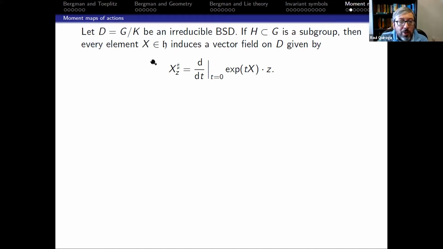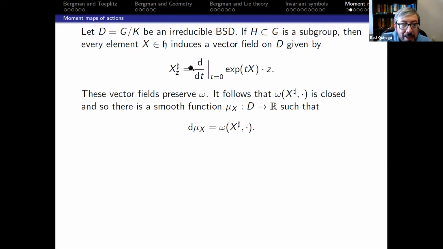Take an element in the Lie algebra, which is just the tangent space at the identity. There is something called the exponential from the Lie algebra into the group. For our case, it's just the exponential of matrices. So you take this X, exponentiate, get a flow, apply to a point, take the derivative. Somehow, with this construction, your tangent vector in the group is taken to a vector field in D.